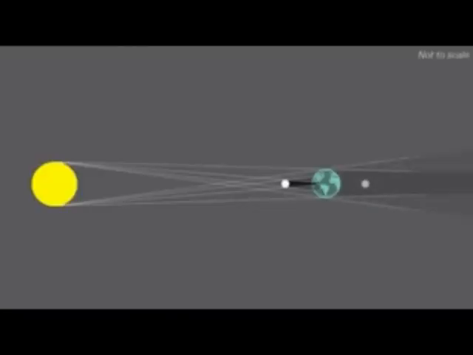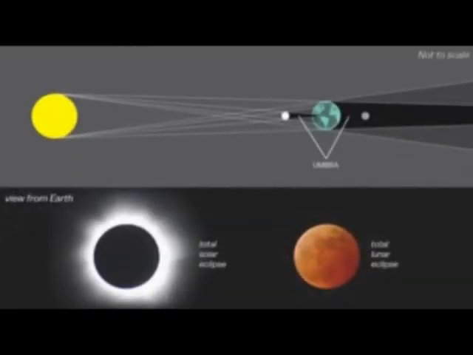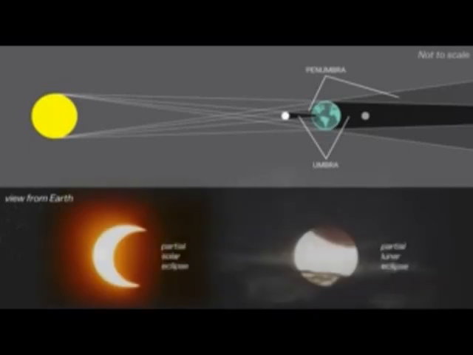Total eclipses occur within the darkest part of the shadow, the umbra. In the lighter part of the shadow, the penumbra, we get partial eclipses.